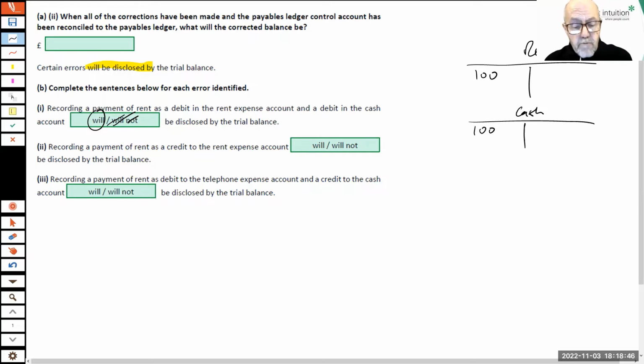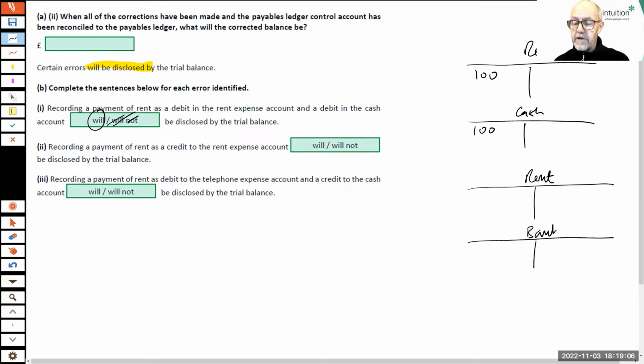Recording a payment of rent as a credit to the rent expense account. We could use the same one again, but we won't. So if we've paid it, the money has to have come from somewhere. Let's say the money has come out of the bank. Money out of the bank, let's say it's 150 this time, is a credit because we are reducing the asset of bank. We've posted a credit to rent expense. Is this another imbalance? It certainly is.